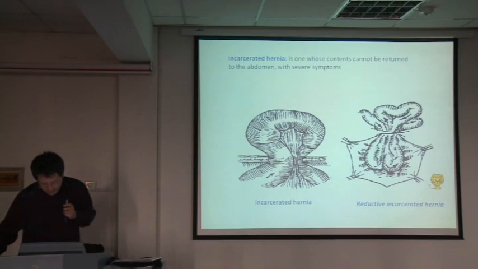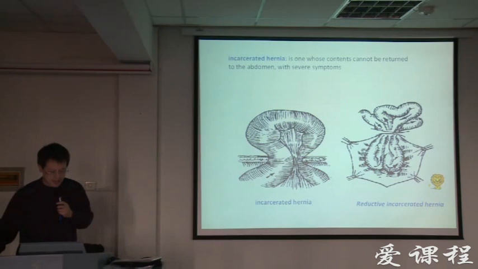Is reductive incarcerated hernia. That means like this. This is an incarcerated hernia. The neck is very small. The content will rapidly go out and cannot go back, and become larger and larger, so it cannot go back. And here you see, it looks like a W, the shape of W.